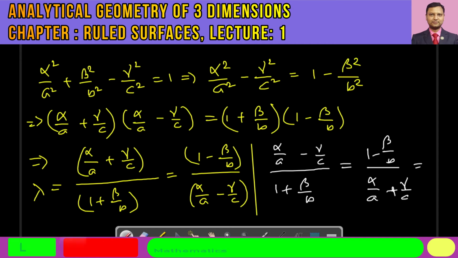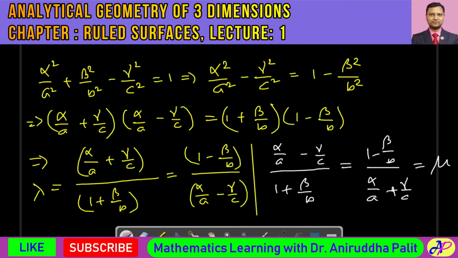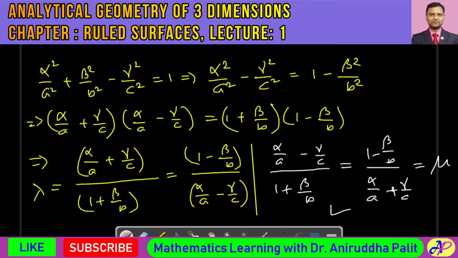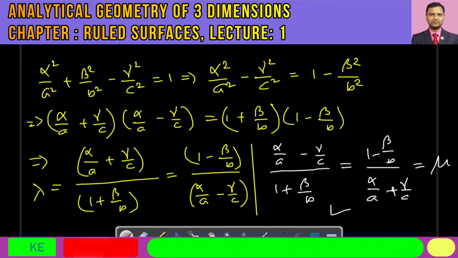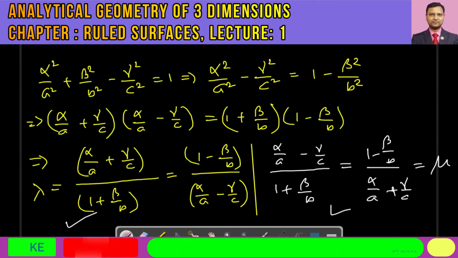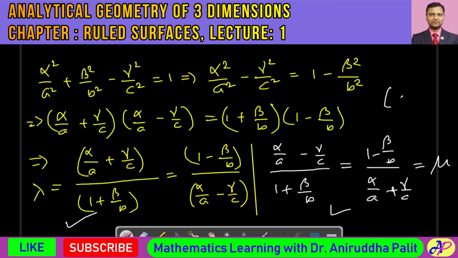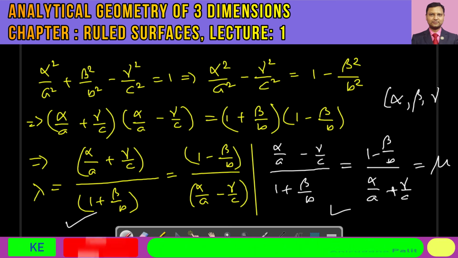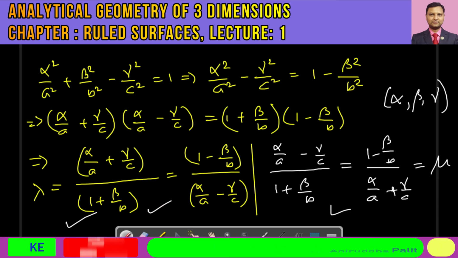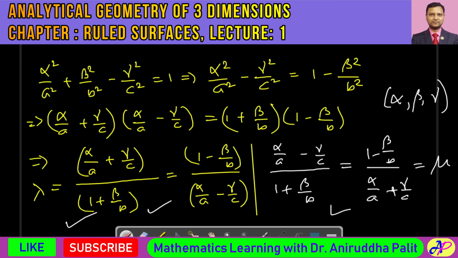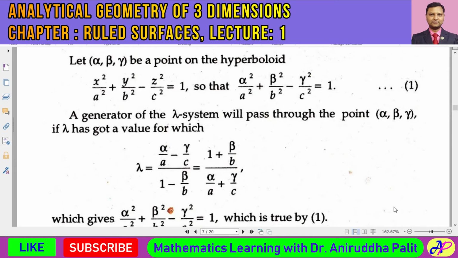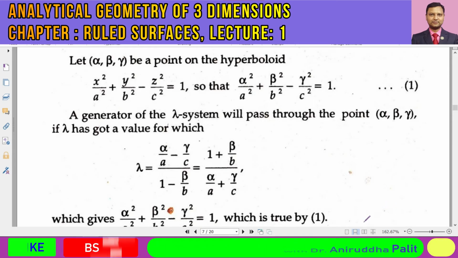Okay, now we can consider this one as equal to mu. All right, so you can check that from these relations you will get a member of the mu system. From these relations you will get a member of the lambda system. So we can say that yes, through the point alpha, beta and gamma, we will have a generator in the lambda system and a generator in the mu system. Okay, so these are the three properties that I was trying to mainly discuss.